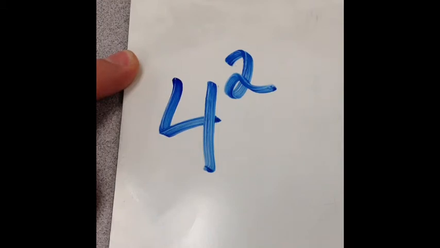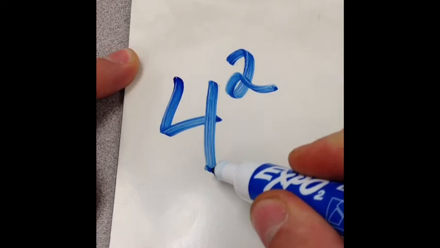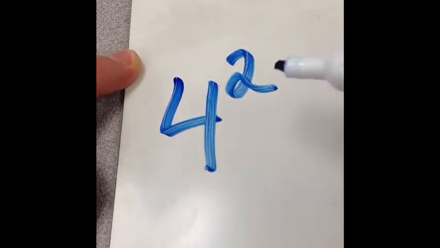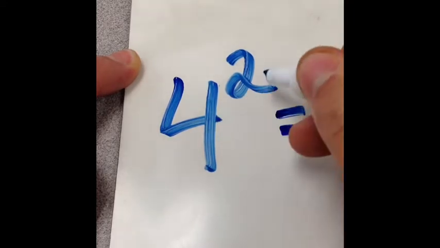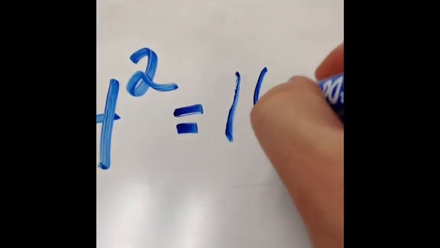In this lesson, we're going to talk about square roots on a calculator. Just so we're clear on what square roots are, if I would take a number and raise it to the second power, this is called squaring a number. And 4 to the second power would be 4 times 4, which is 16.